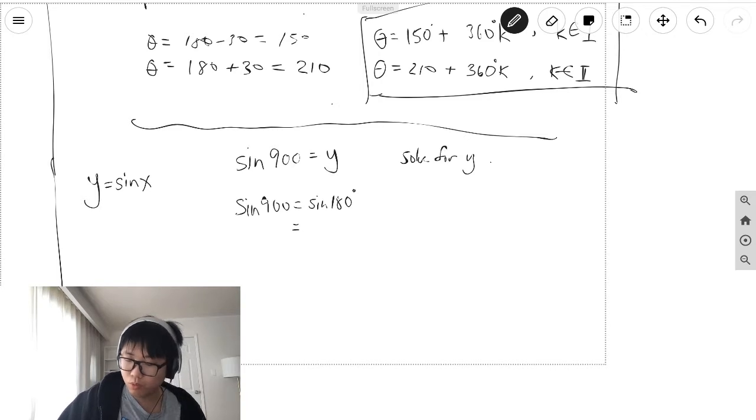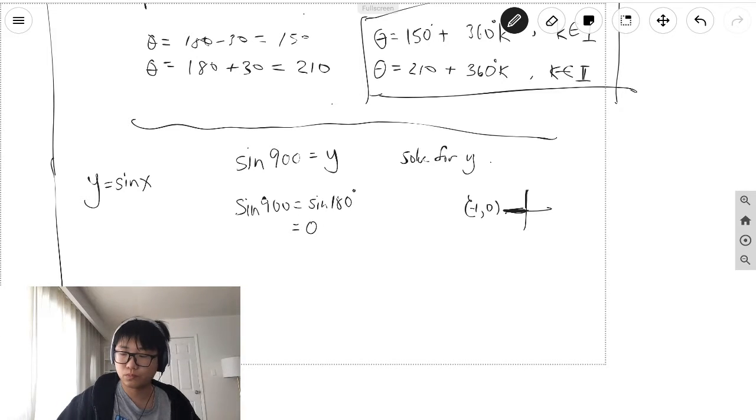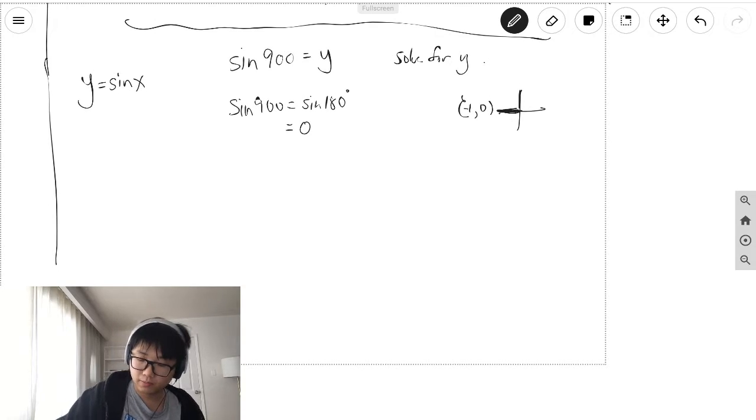Then you can say, well, 180 is one of the special ones I'm supposed to know. That's on here, specifically the y coordinate for this one. So this is (-1, 0), so I know this must be equal to 0. Okay, sometimes it might involve something like this though.